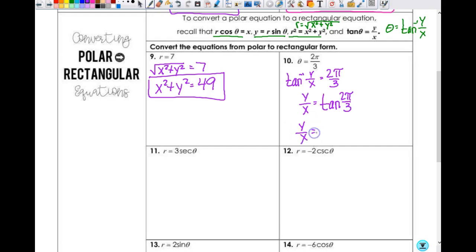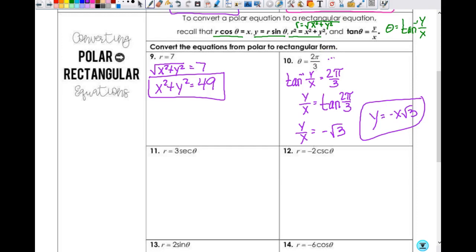What is the tangent of 2 pi thirds? Negative square root of 3. I want to get x by itself, multiply both sides by x. Y is equal to negative x square root of 3. This graphs a line with the slope of a negative square root of 3. So does that.